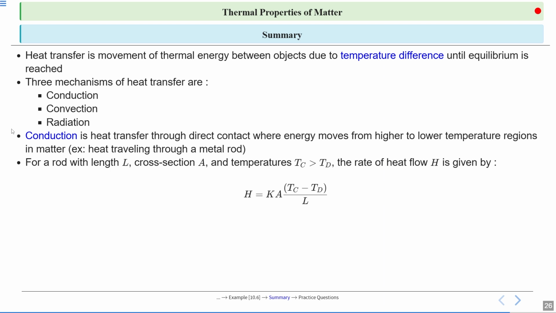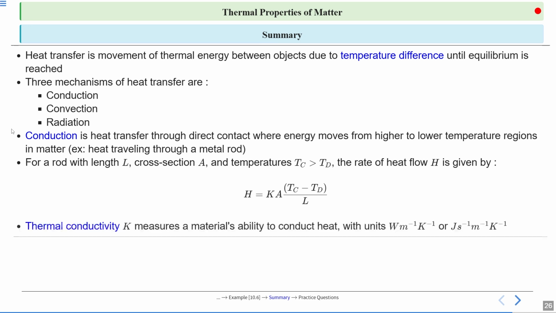For a rod with length L, cross-sectional area A, and temperature difference, that is Tc is greater than Td, the rate of heat flow H is given by H is equal to K A into (Tc minus Td) divided by L. Thermal conductivity K measures a material's ability to conduct heat, with units watt per meter per Kelvin or joule per second per meter per Kelvin. Higher K means higher thermal conductivity and faster heat transfer; lower thermal conductivity means slower heat transfer.